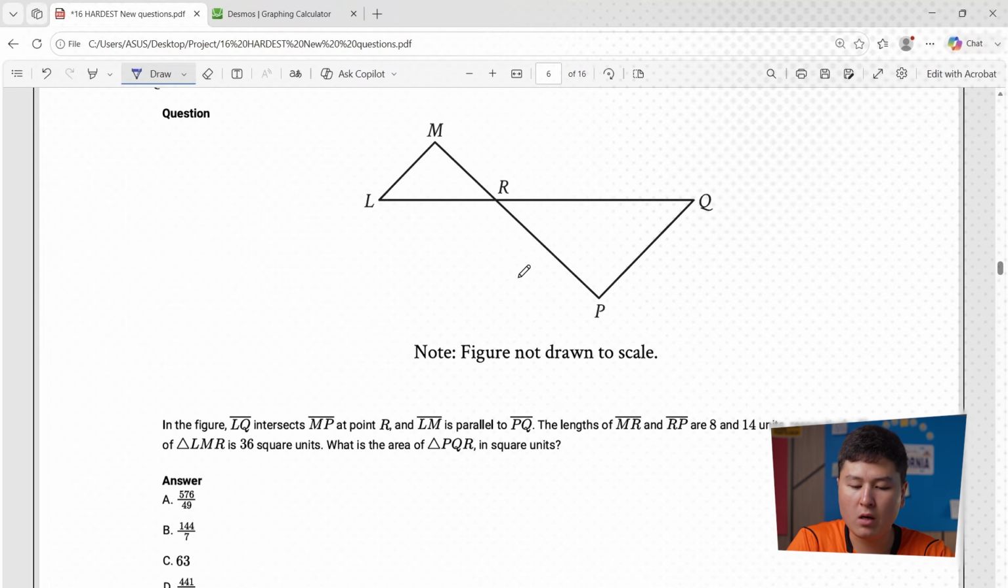And the lengths of MR and RP are 8 and 14. So MR is 8, RP is 14 respectively. The area of LMR is 36 square units. What's the area of PQR?